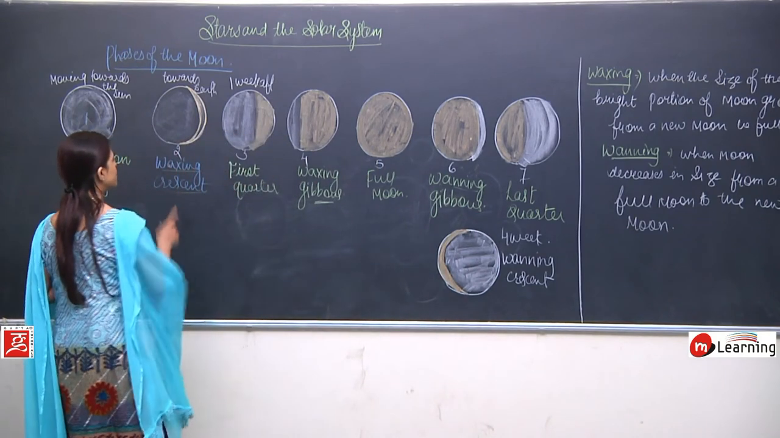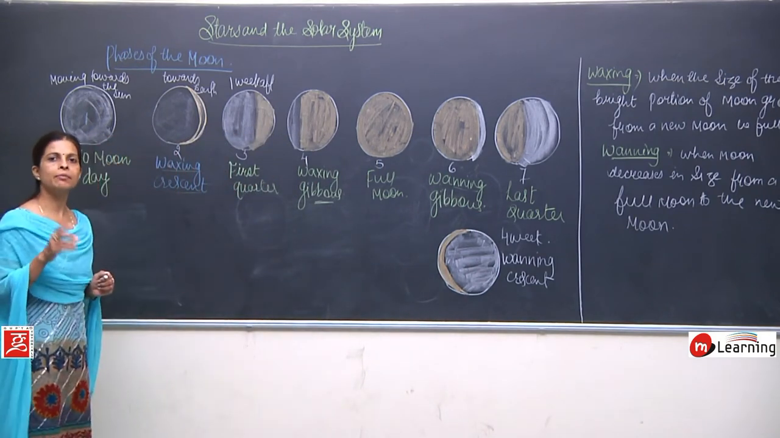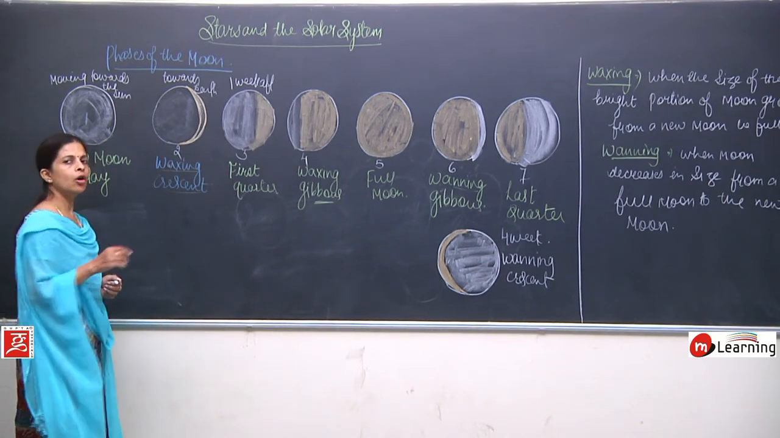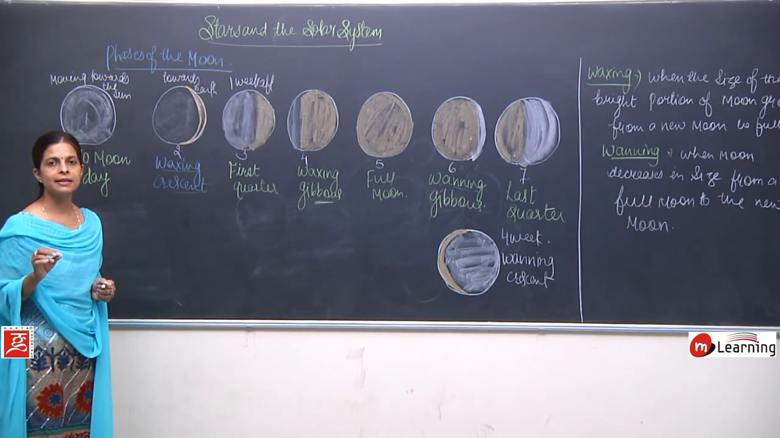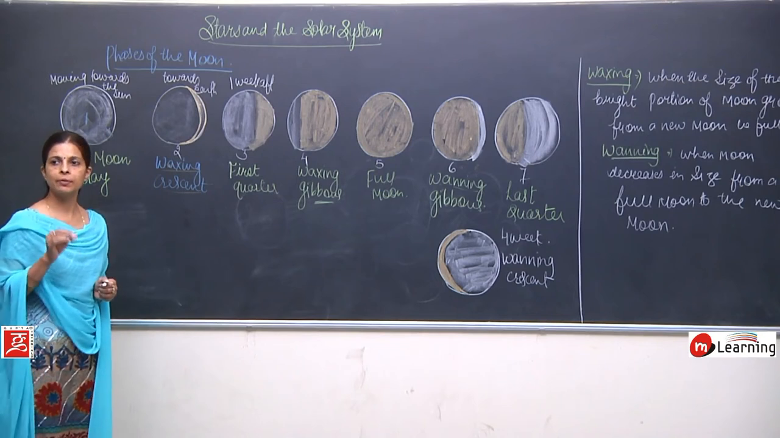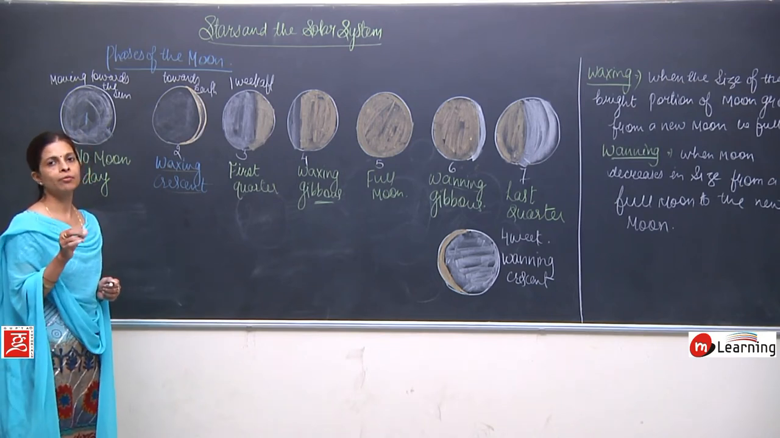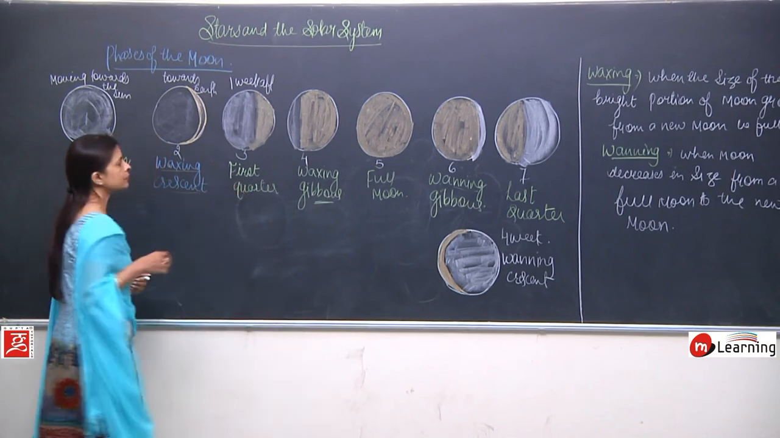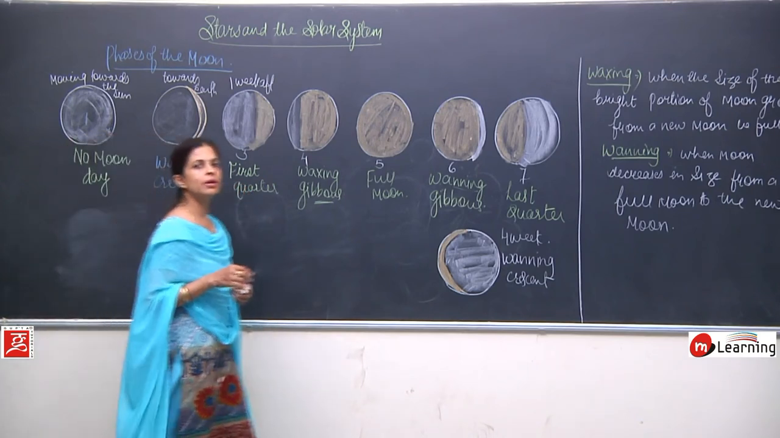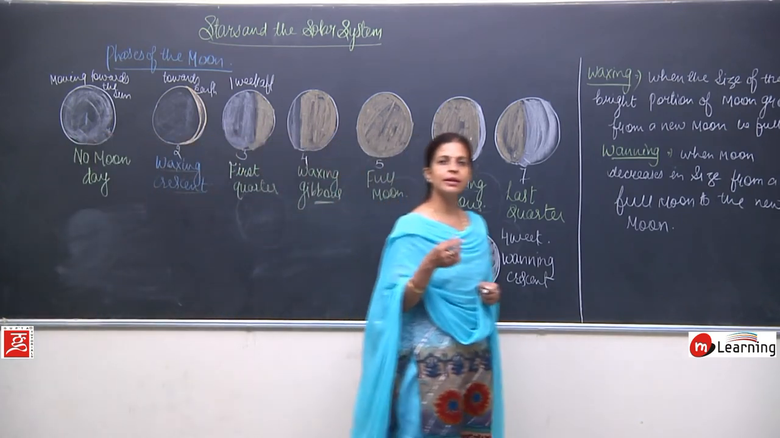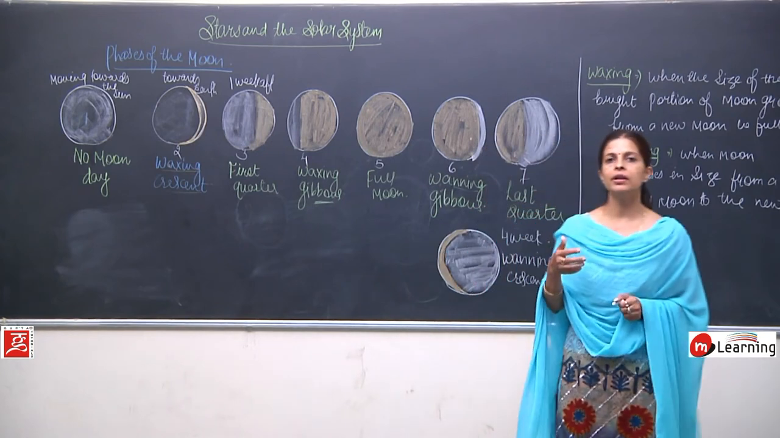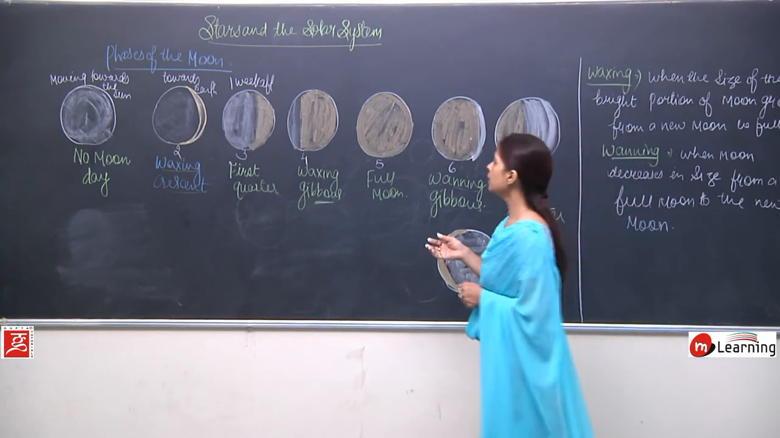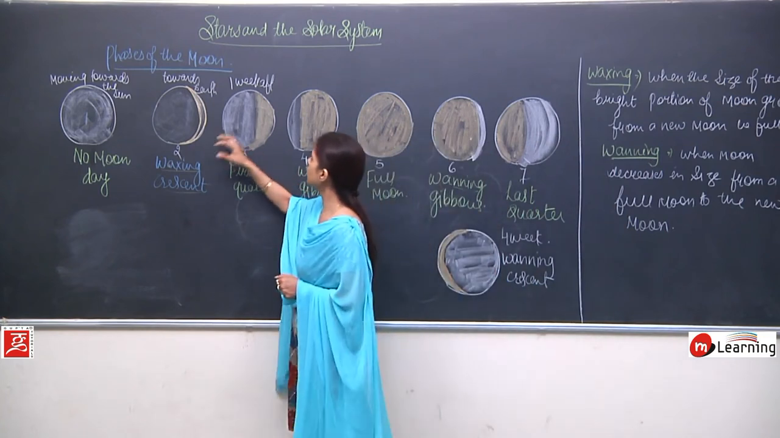So here this is waxing crescent. Why waxing? Because the size is increasing. And why crescent? Because the shape of the moon is like a crescent, that means the two ends are very pointed and it is thicker from the center. Now after 1 week, the first quarter will come, where the size from crescent will become bigger, it will increase. It won't be like a crescent only, but it will increase.